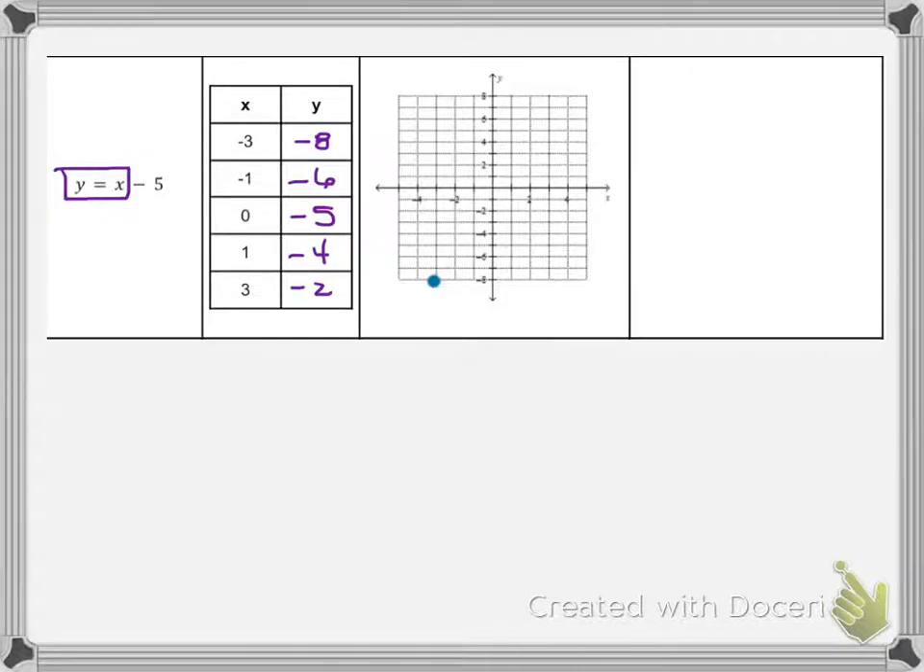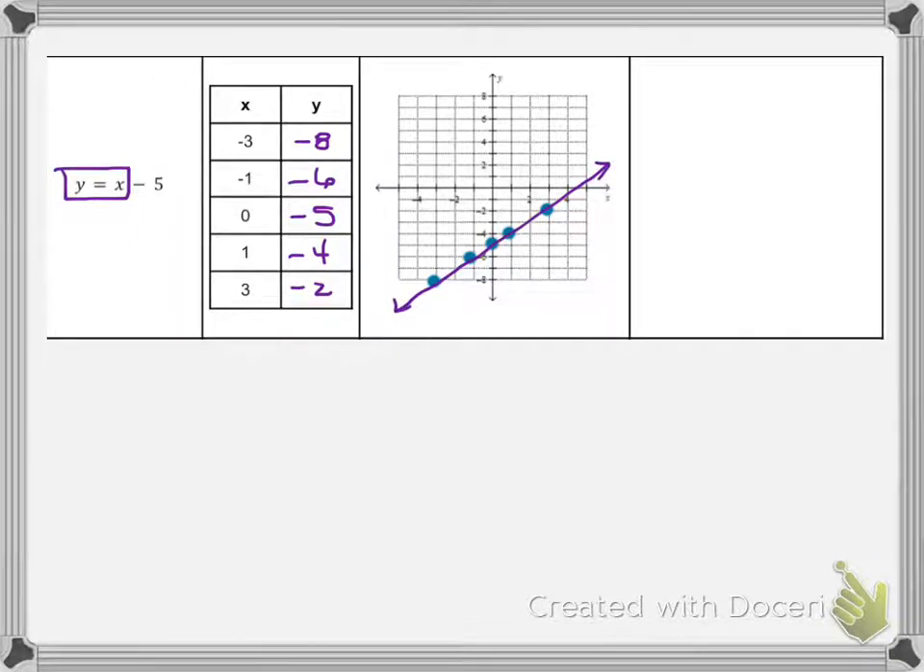-1, -6 is right here. 0, 5, -5 is right here. Oops. There we go. And then I have 1, -4, and 3, -2. Okay, so I'm going to again connect those as best I can.